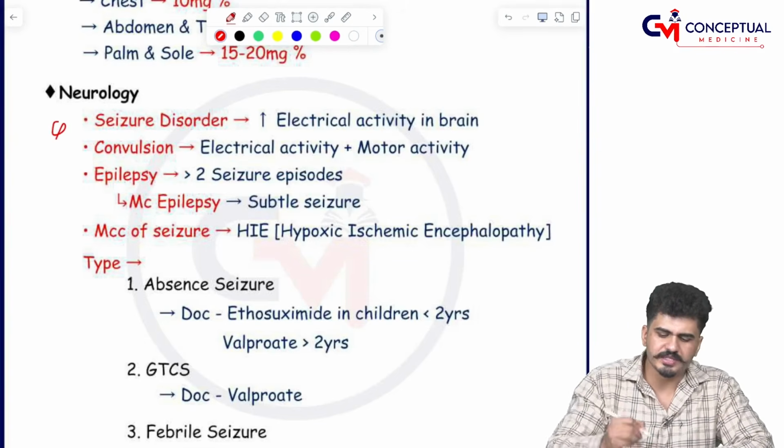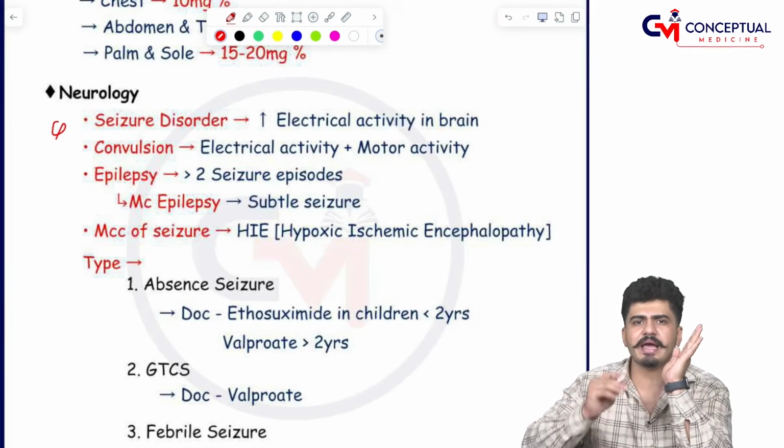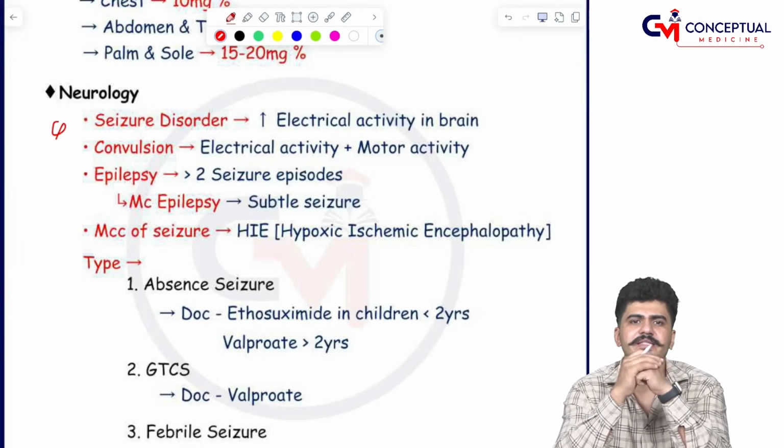Now neurology, seizure disorder. What is a seizure? An increase in electrical activity in the brain is seizure disorder.